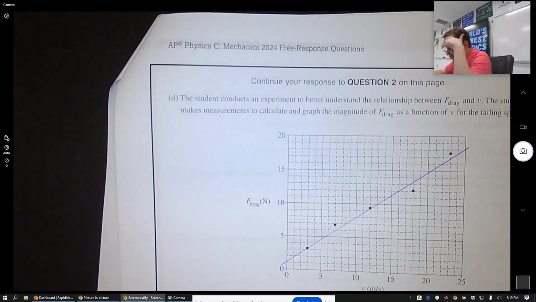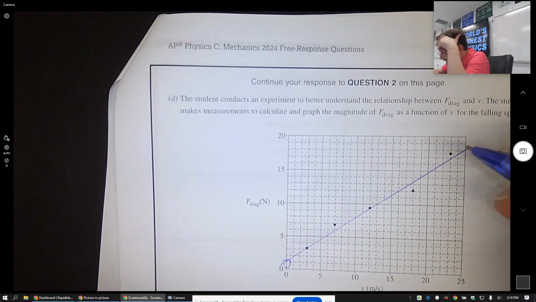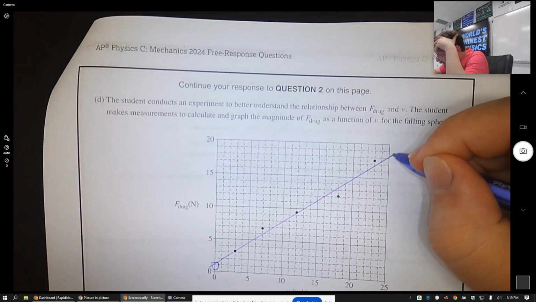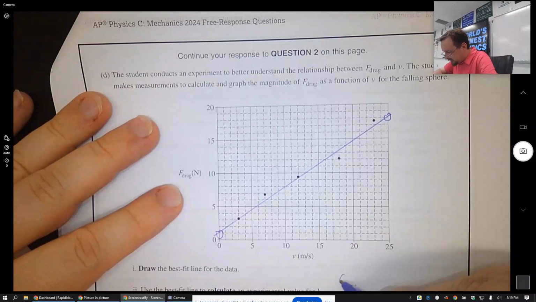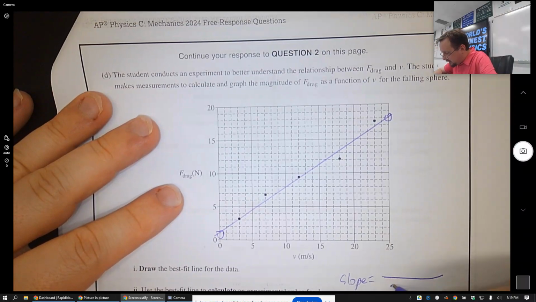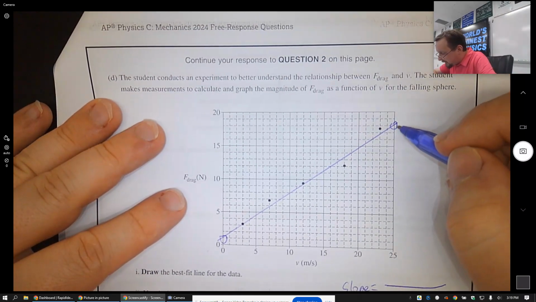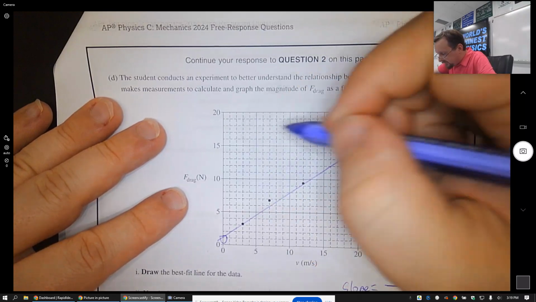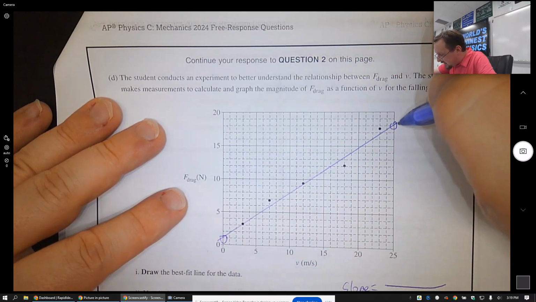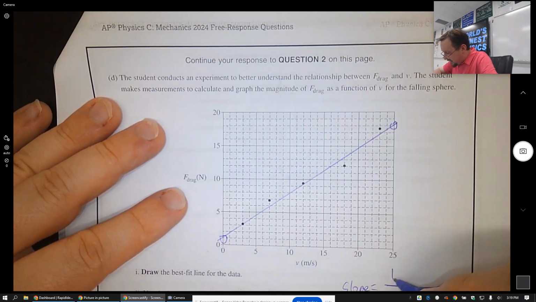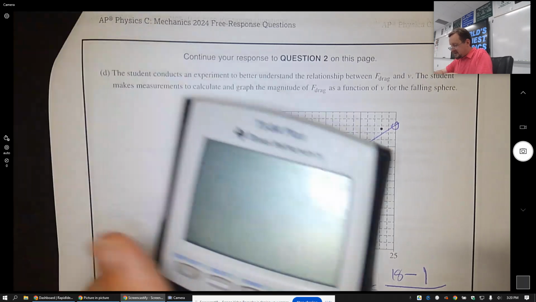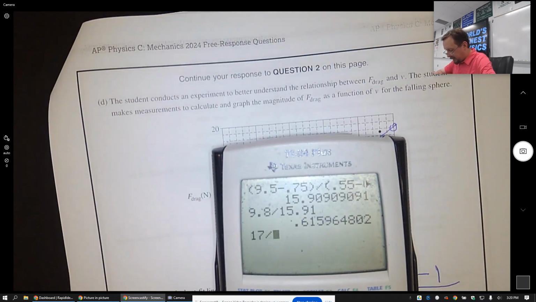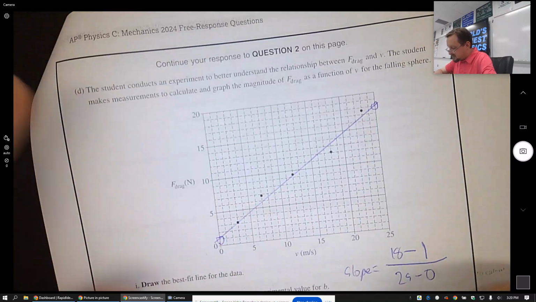Okay. Let's just calculate. I'm not even reading this. I'm just going to calculate the slope straight off. All right. So this is 25. The slope is going to be 25 minus 0. Okay. And then what's this number? 16, 17, 18. Okay, so that's 18 minus 1. So that's 17 over 25. I don't know what that is. 0.68. So the slope is 0.68.